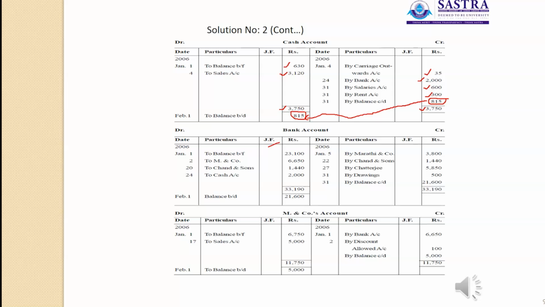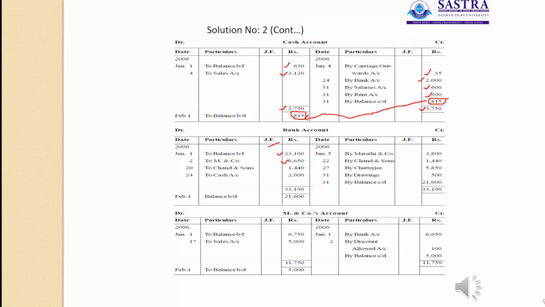Then next account we have to prepare is the bank account. Here in the bank account, what is the opening balance? To balance brought down 23,100. January 2nd, MN company 6,650. We received the cash from MN company 6,650. So to MN company 6,650.